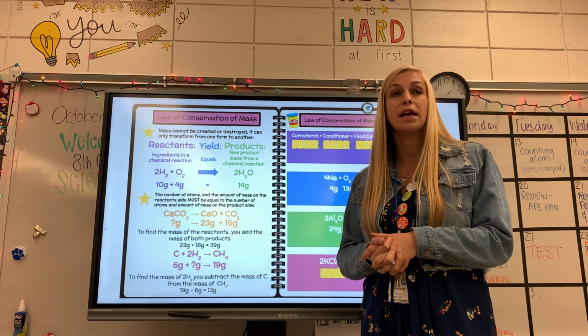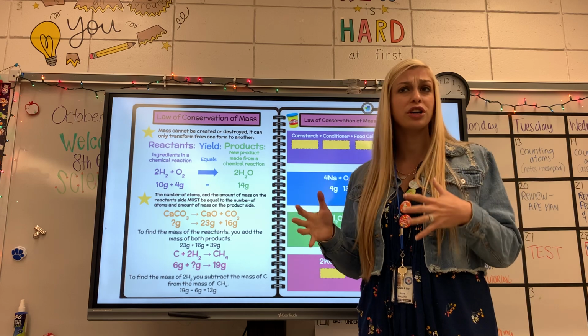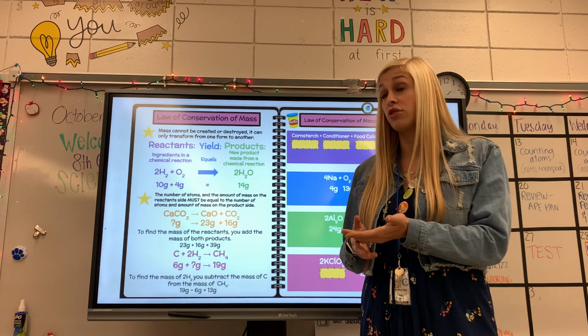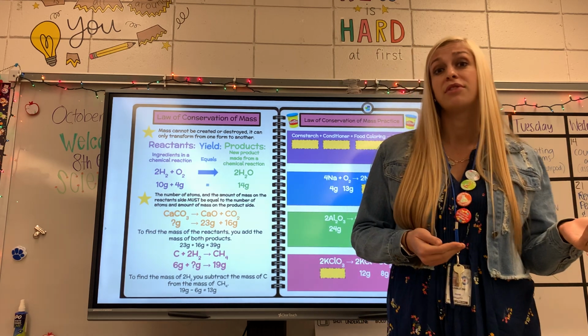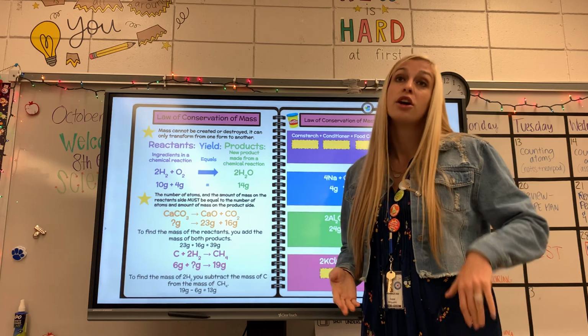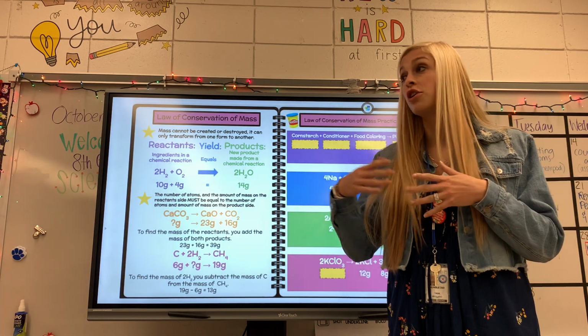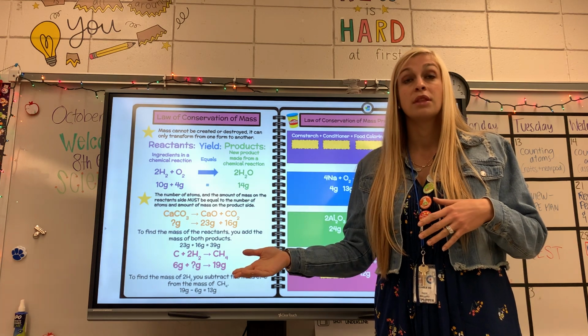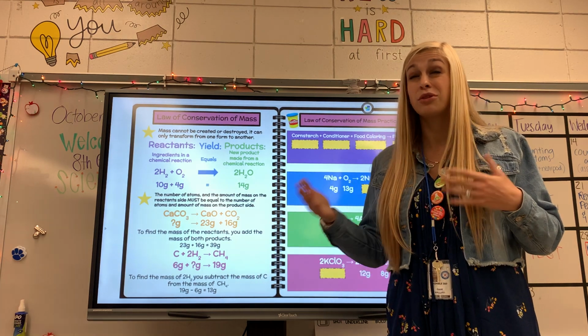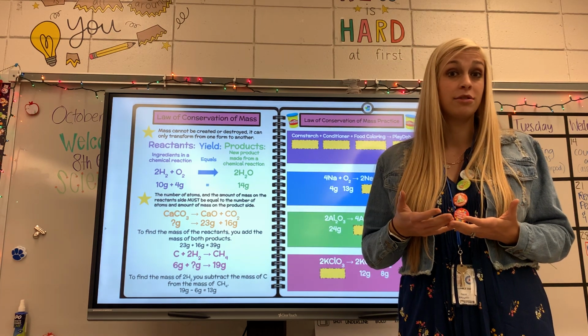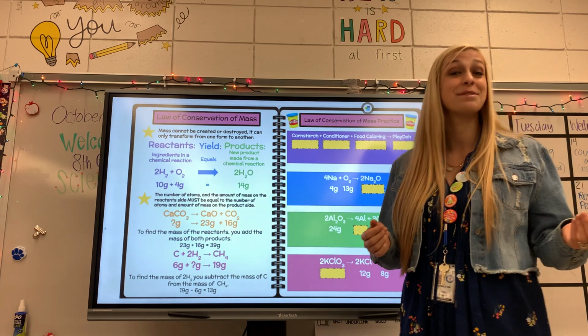Think of baking a cake. You get all your ingredients, and you could weigh all of them. How many grams of flour? How many grams of butter? You could weigh everything, but then you mix it all together, put it in the oven, and bake a cake. It chemically reacts, so it's going to look different when it comes out. It better look different when it comes out or you did something wrong.